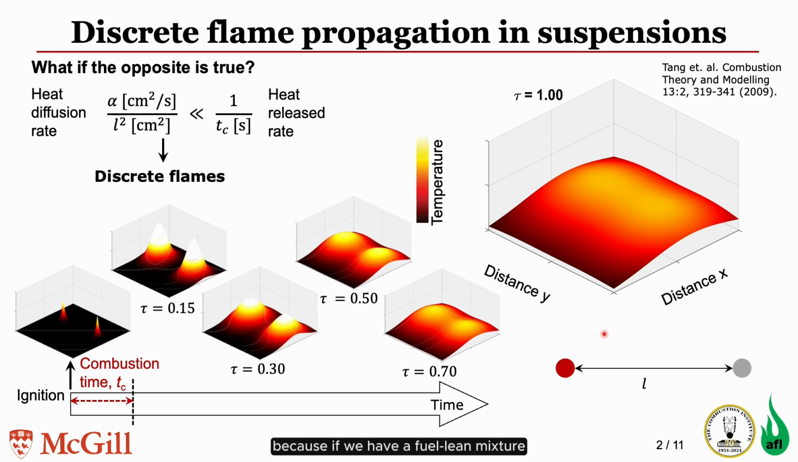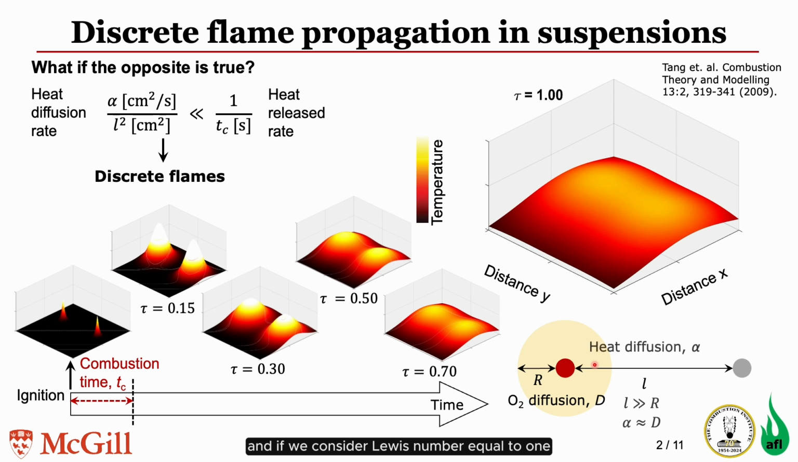Because if we have a fuel-lean mixture where the particle separation is quite significant, we know that this burning particle only collects the oxygen from its surroundings at a small radius. And if we consider Lewis number equal to 1, this heat diffusion needs to go through a much larger length scale compared to this small radius for the oxygen collection. And therefore, this case is true now. If we have a fuel-lean mixture, the heat diffusion rate will be a lot slower compared to the heat release rate from the particle.